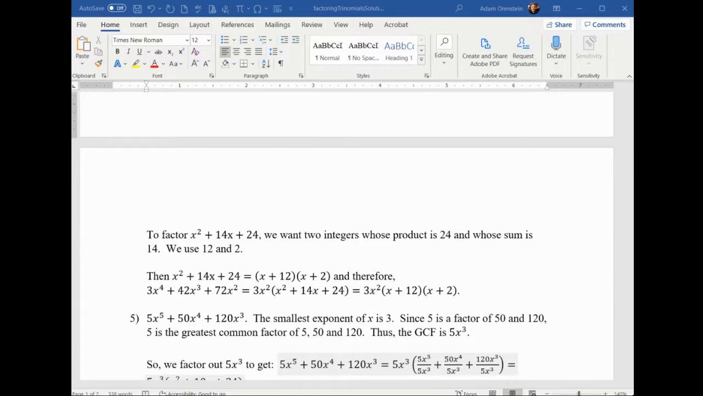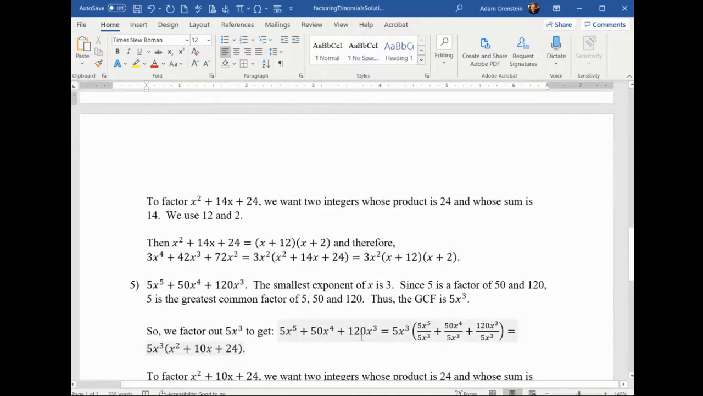So that's good. Now we factor it out. That's what I'm doing here. Put it in front, divide to see what's left over, and we get this. And now we have to factor x squared plus 10x plus 24. That's the polynomial left over.